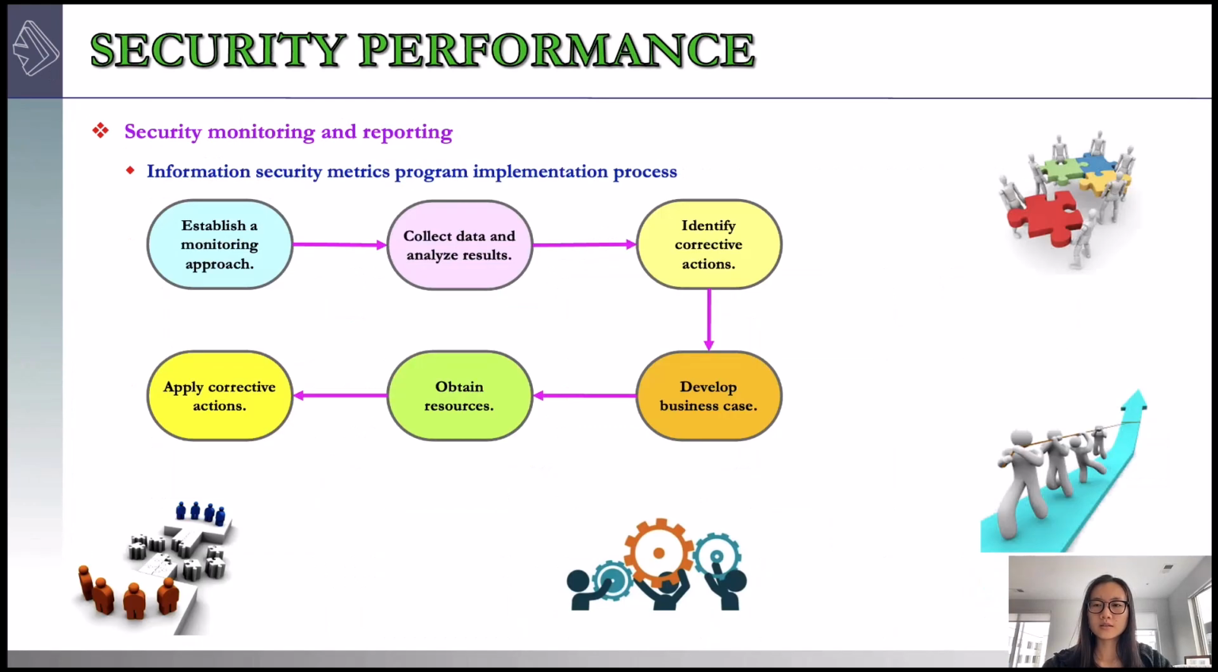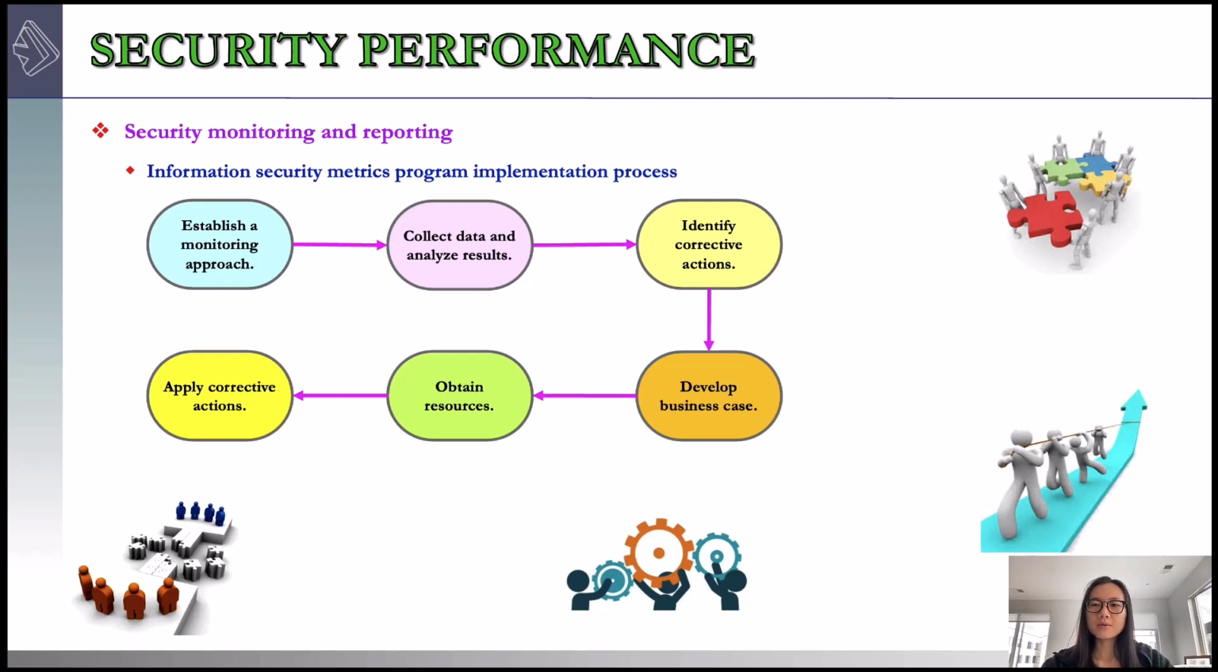The NIST special publication provides a review of implementing and monitoring and reporting functions based on the security performance metrics. This process proceeds in 6 steps. The first step is preparing for data collection. In essence, this step involves the metrics development process, which we discussed earlier in information security metric development process.